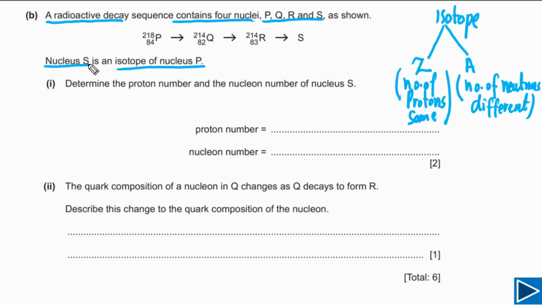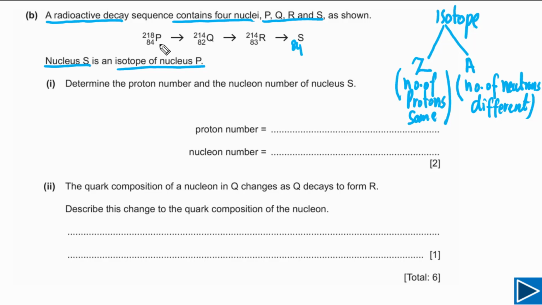Now it is given to us nucleus S is an isotope of nucleus P. It means nucleus P and S, they have the same atomic number. So the atomic number of nucleus S is also 84. So this is the atomic number of nucleus S.